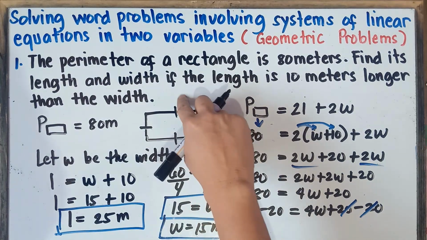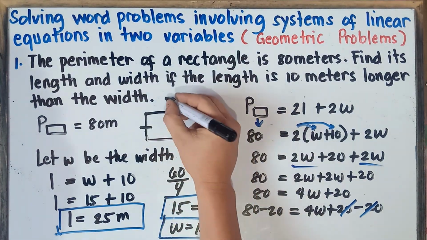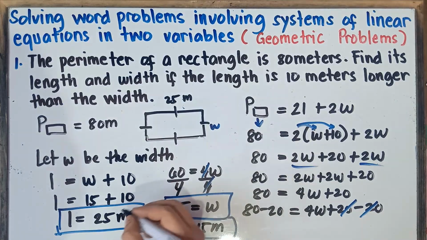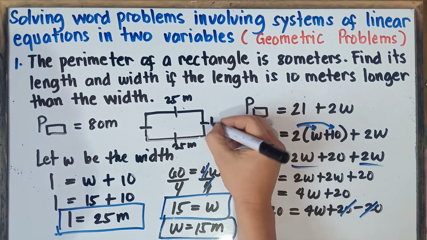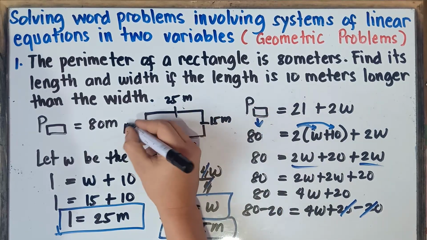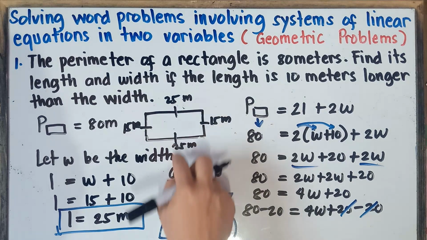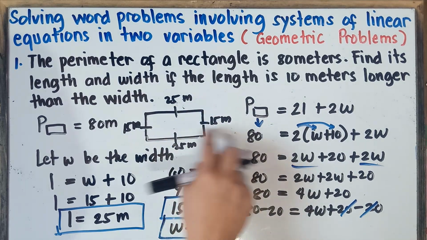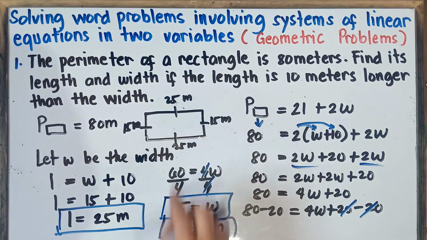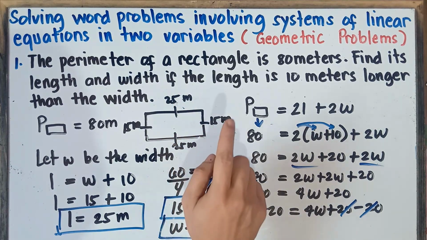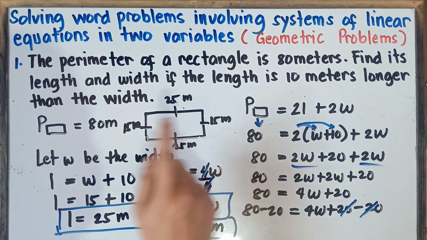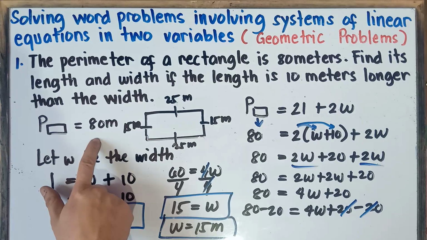So let's check our answer. The length will be 25 meters. The width is 15 meters. Of course, we have the same length and the same width. So if you add 25 plus 25, that would be 50. Plus 15, that would be 65. Plus 15, that would be 80. And that's correct because the perimeter is 80 meters.